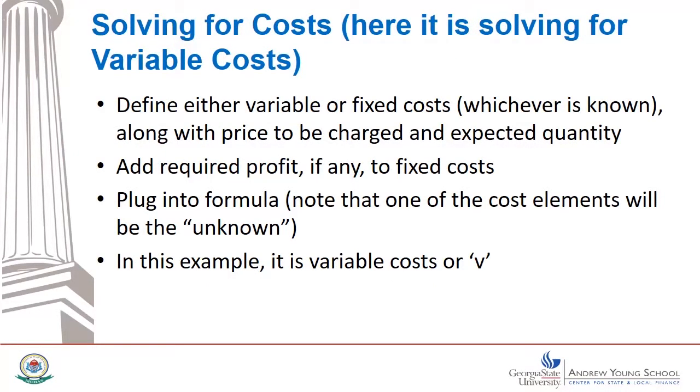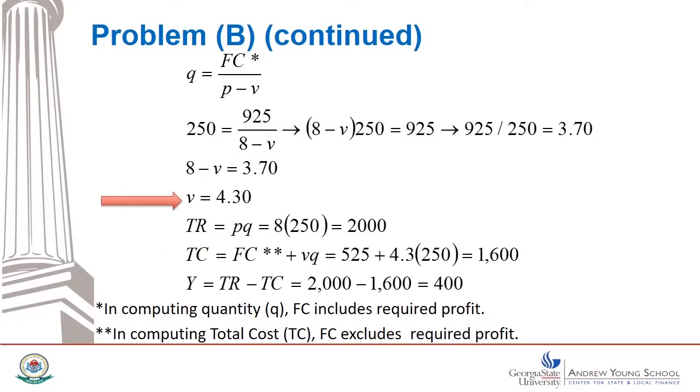Just to be clear, you could use the formulas to solve for fixed costs if you didn't know that amount, but knew all the other amounts including variable costs. In this example, we know fixed costs, but not variable costs, or small v. Plugging these values into our formulas, we get the following. Quantity of 250 equals the 925 of fixed costs, which includes our profit target, divided by the result of the price of $8 minus our unknown variable cost.